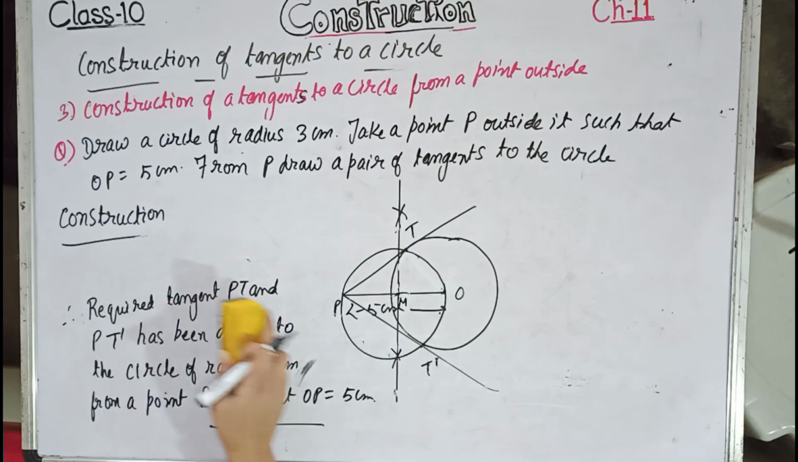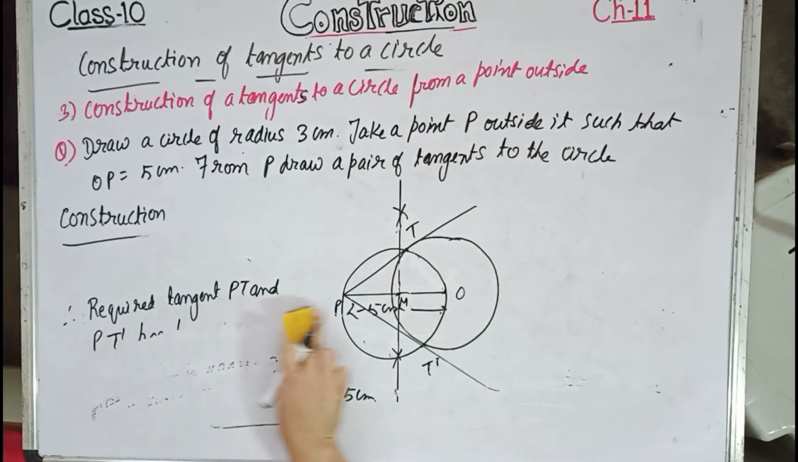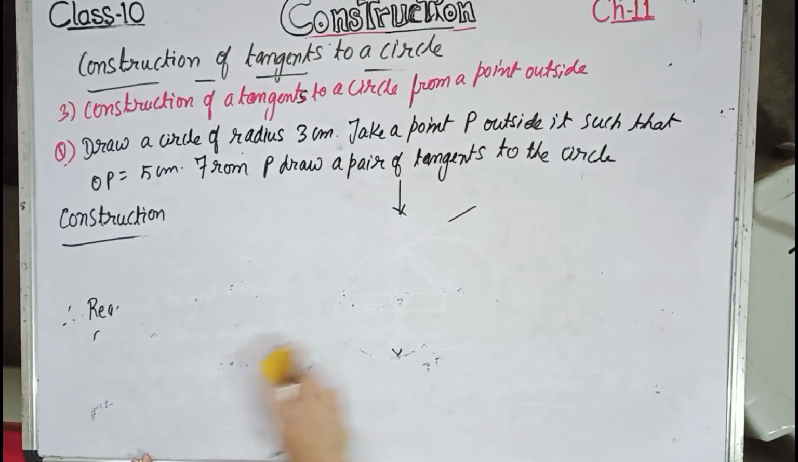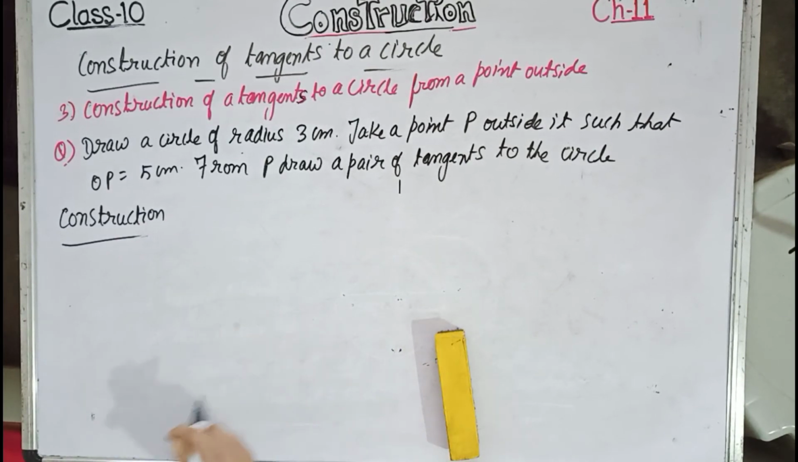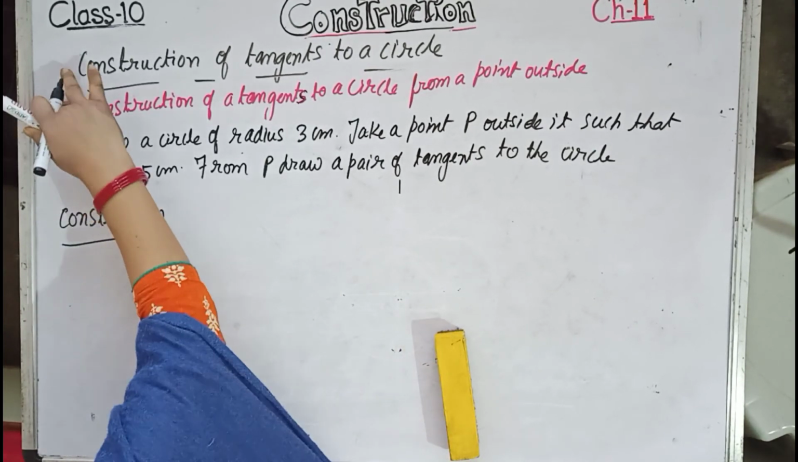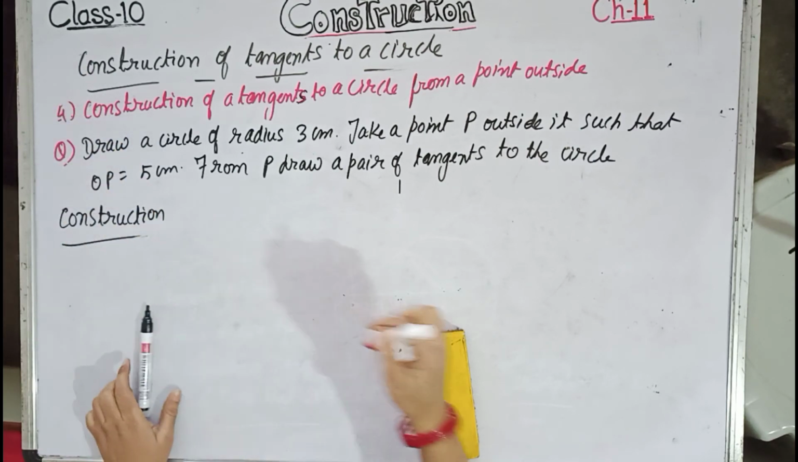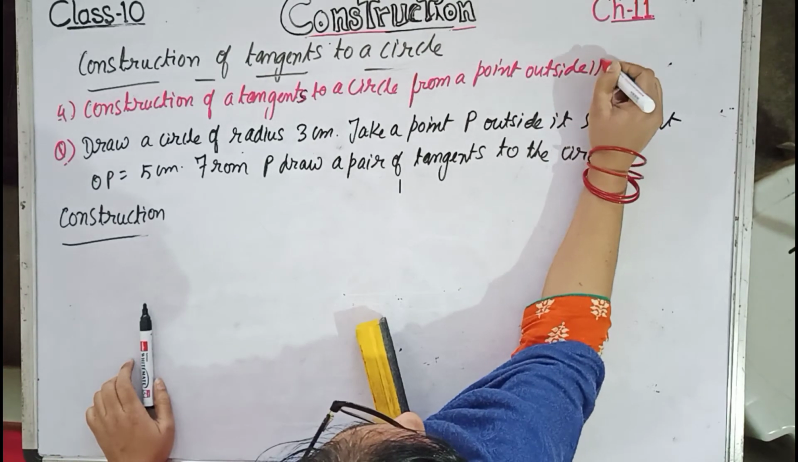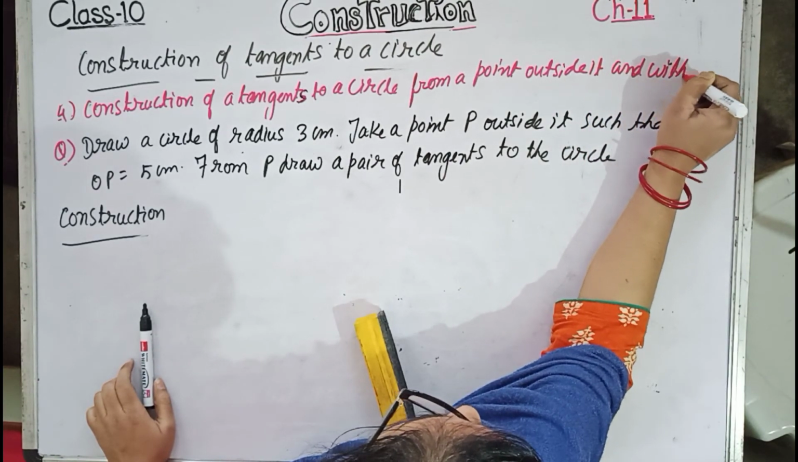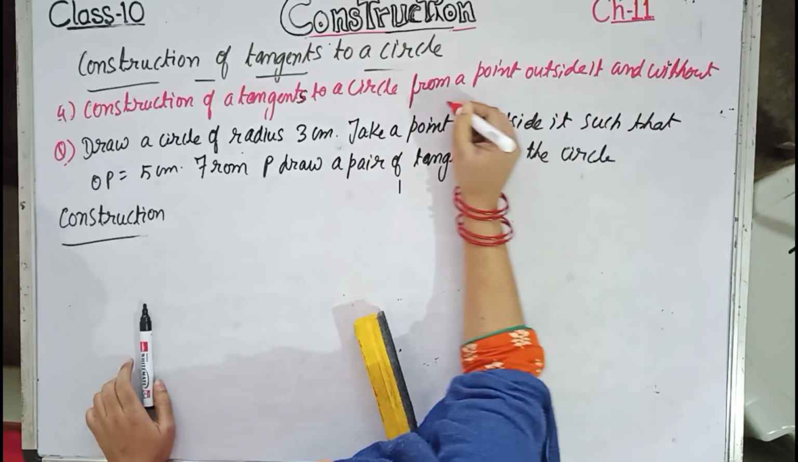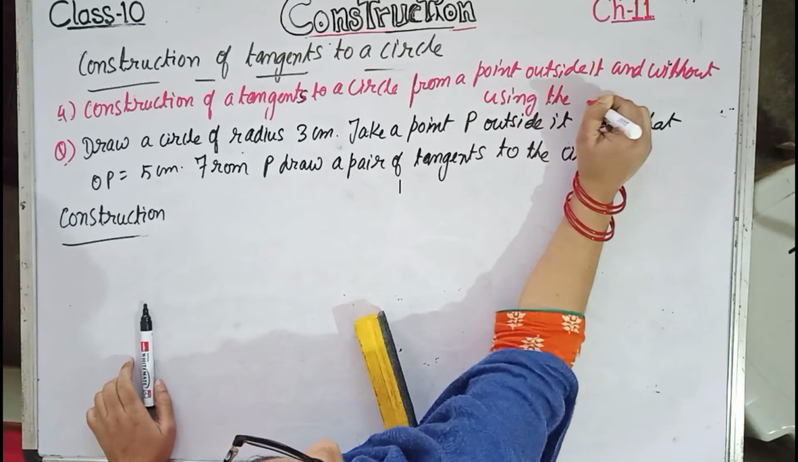So in this we have drawn a pair of tangents using the center. Now next, construction of tangents to a circle from a point outside it and without using the center. So over here, construction number 4: construction of tangents to a circle from a point outside it and without using the center.